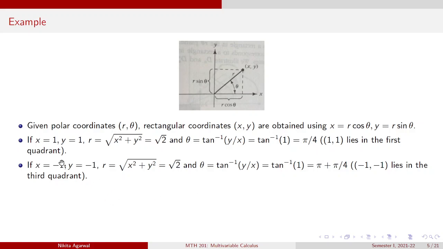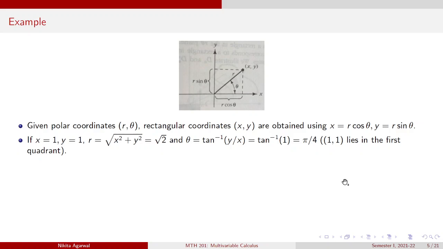Suppose I take a point minus 1, minus 1, which is in the third quadrant, right? So again, r is square root 2, theta is tan inverse 1. But now for tan inverse 1, you will take the other value between 0 and 2 pi, which is in the third quadrant, right? Meaning which is between pi and 3 pi by 2, which is pi plus pi by 4, right?